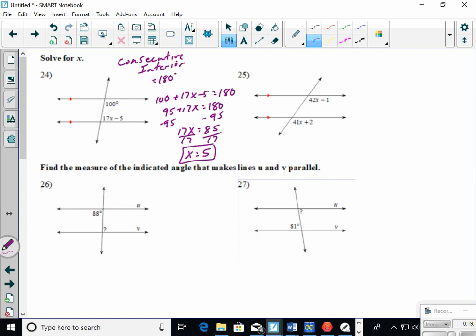Alright, so then 25. These are in the same location in reference to the intersection, both on the bottom right. So these are corresponding. And corresponding angles are also congruent to each other. So 42x minus 1 should equal 41x plus 2. So add 1 to both sides. And then subtract 41x.